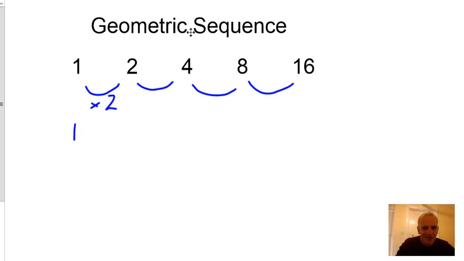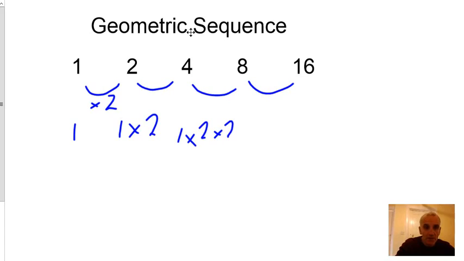So here, that's 1. And then what have we got after that? Well, I've got 1 multiplied by 2. What's the next one? I'll just move it down a little bit so you can see. I've got 1 multiplied by 2 and by 2. The next one will be 1 multiplied by 2 by 2 by 2, etc.